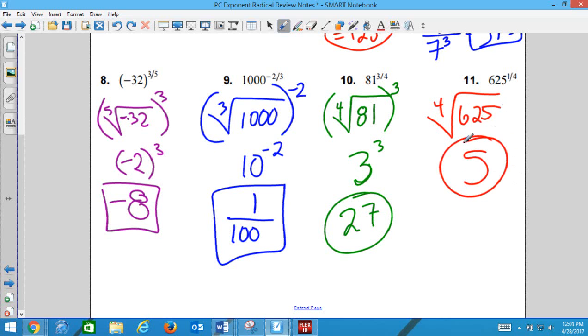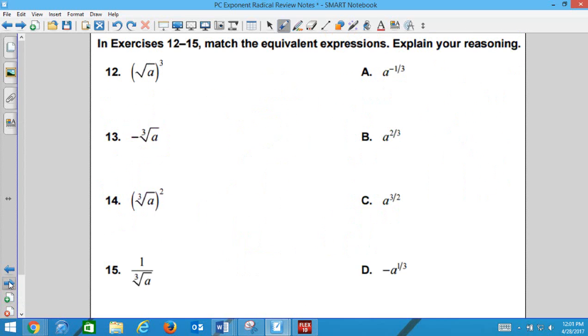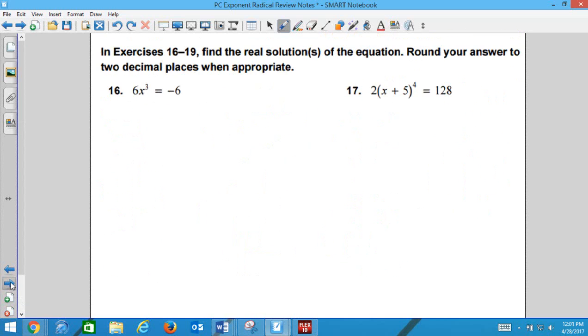All right, excellent. We're going to skip the matching sections. If you want those answers, they're on Canvas. Let's do the solving.